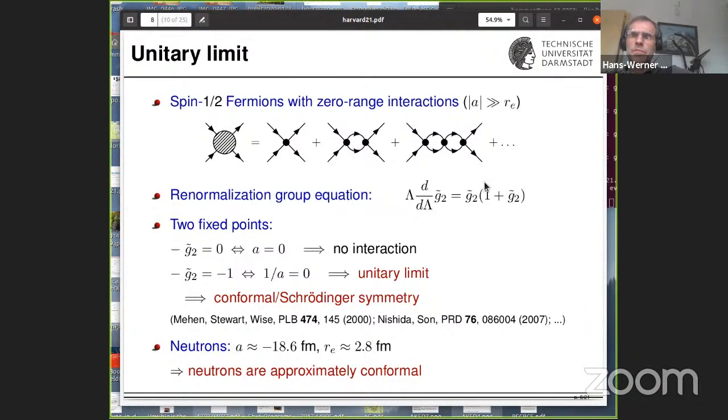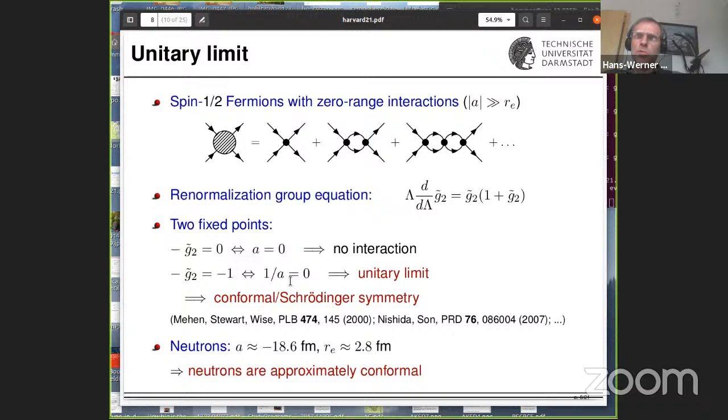So this is the limit of no interaction. In this case, the scattering length is zero, but there is also a non-trivial fixed point, namely when G2 tilde is equal to minus one. And this exactly corresponds to the case 1/A is equal to zero, which of course is the unitary limit. It was shown that in this unitary limit, the theory has this full conformal Schrödinger symmetry.